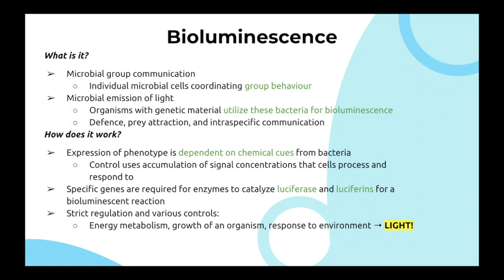How does it work? The emission of light by living organisms includes the development and maintenance of a genetic system requiring large amounts of chemical energy. Expression of phenotype is dependent on chemical cues from bacteria, and control of communication involves the accumulation of signal concentrations that cells process and respond to.